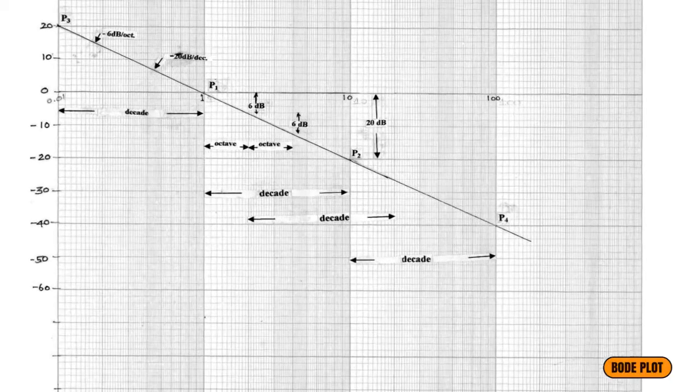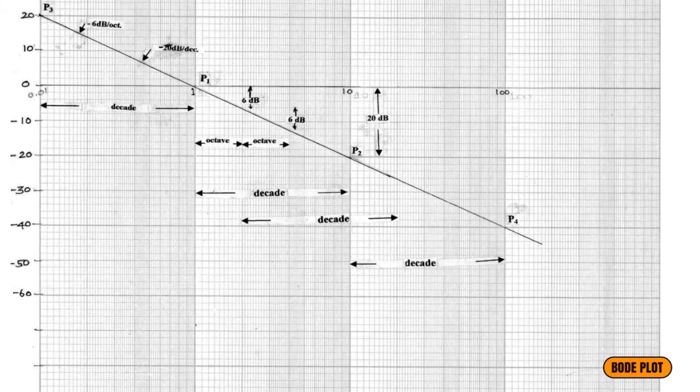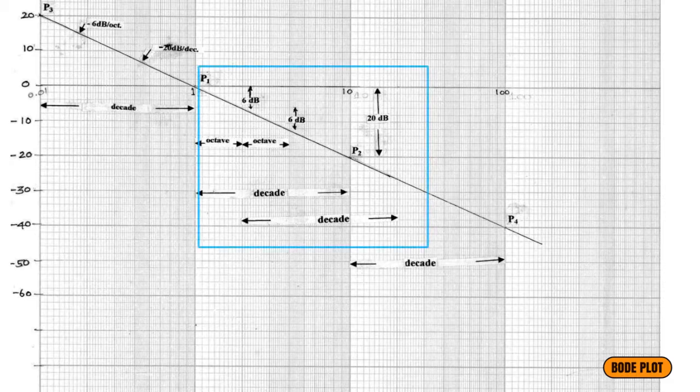Here decade, octave is not mentioned. So octave means, here it is 1, here it is 2. So this length is 1 octave. For 1 octave, the change in magnitude is 6 plus 6, 12 dB. For 1 decade, the change in magnitude is 20 dB. So 20 dB per decade is equal to 12 dB per octave. Both are the same. We are talking about slope.